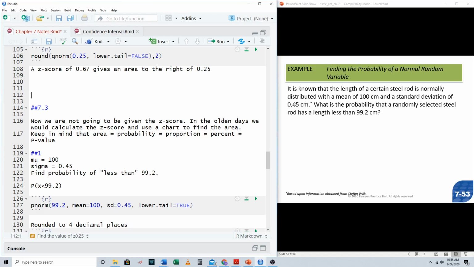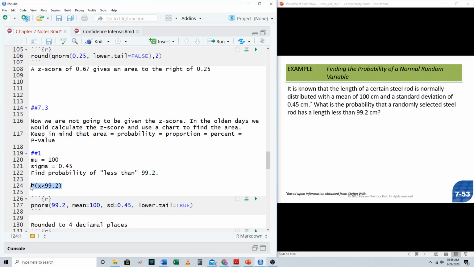Mu also could mean expected value. That's supposed to be 100 centimeters. They are designed and made to be 100 centimeters. Now, they have some standard deviation of 0.45. Okay, so what's the probability a randomly selected steel rod has a length of less than 99.2? So here, mu is 100, sigma is 0.45, and the probability is of less than 99.2.